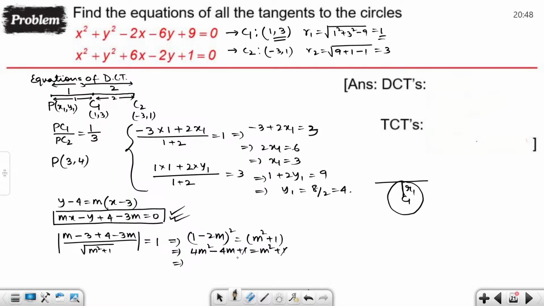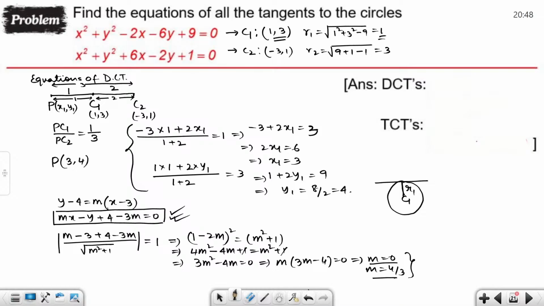So from here we are getting, 1 goes off, so it is 3m square minus 4m equals 0. That implies what? m is 0 and m is 4 over 3. Have you seen that we got two slopes? Why? Because from that external point P, you are going to draw two tangents. In other words, you can say that these two circles will have two direct common tangents. That is why we are getting one value of m equals 0 and the other value as 4 over 3.